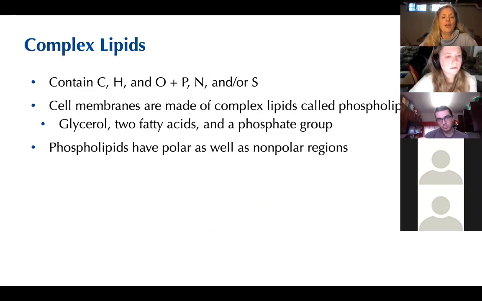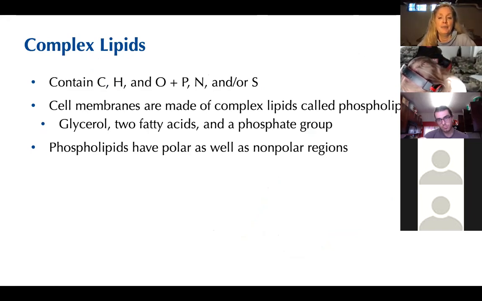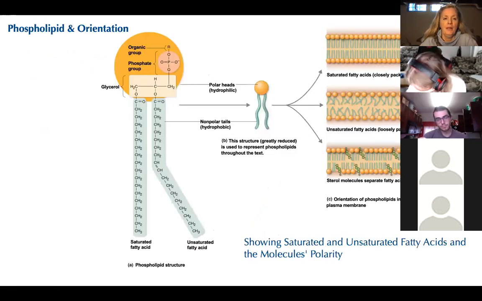All right. And we can make our lipids more complicated, as I said, by adding other molecules to them like phospholipids, nitrogenous lipids, sulfated lipids. Okay, phospholipids are the ones we're always concerned with because they're the main component of our cell membranes, both our cell membranes and those of the microbes. Okay, and so here is our phospholipid.